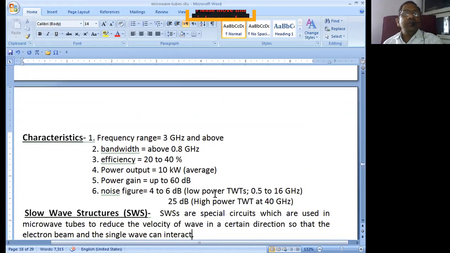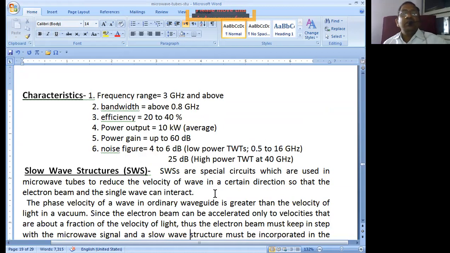Okay. Now, what are the basic characteristics of it? Let us look into this. It operates at a frequency range of 3 gigahertz and above. The bandwidth is around 0.8 gigahertz. So for gigahertz range frequencies, efficiency is 20 to 40%. It is more than the reflex klystron and less than the magnetron. Reflex klystron maximum efficiency is 22.7%, whereas the maximum efficiency of TWT is 40%.